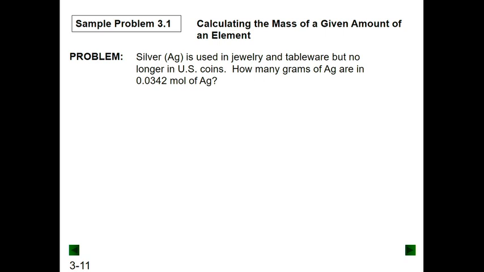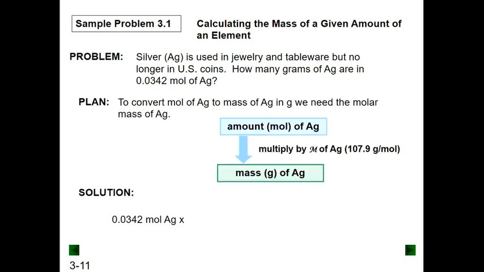So, simple conversion factor. We know that 1 mole of silver weighs how much? The molar mass of silver from the periodic table is 107.87 grams of silver. So in this case, we cancel the moles, and immediately we can calculate the grams of silver. Really simple. So in this case, it's equal to 3.69 grams.